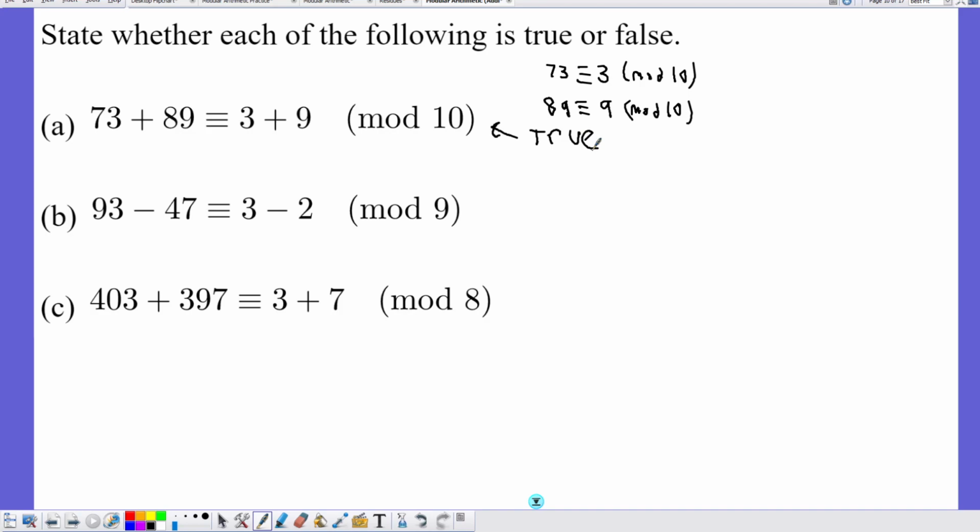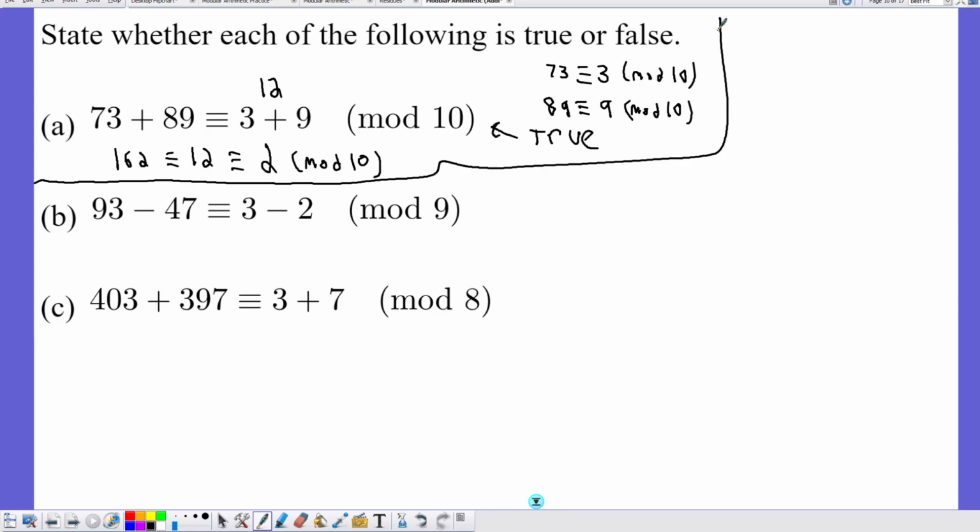And we can also derive from this a new congruent statement from these facts. For instance, if you just add up the values together, 73 and 89 is 162. That is congruent to 3 plus 9, which is 12, and 12 mod 10 is just 2. So 2 mod 10. So we can find some very easy congruences with that information.